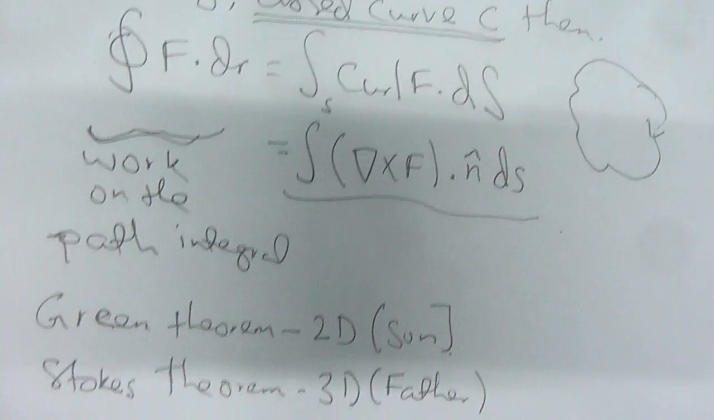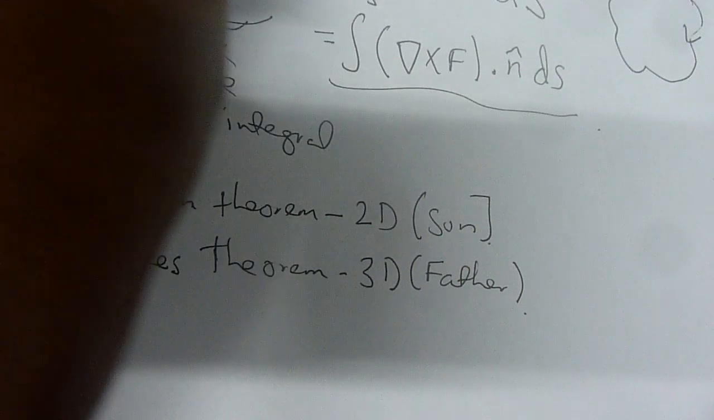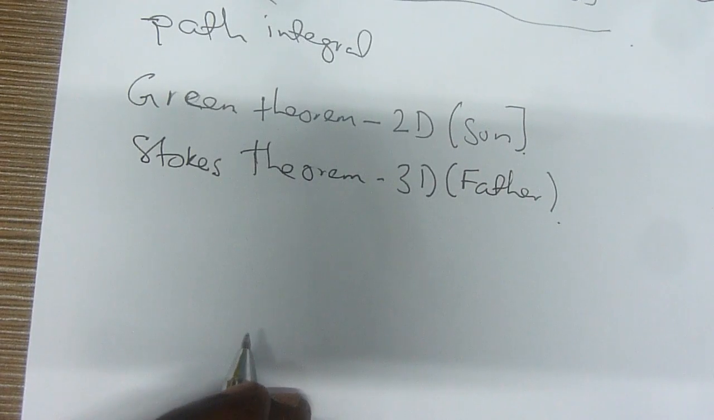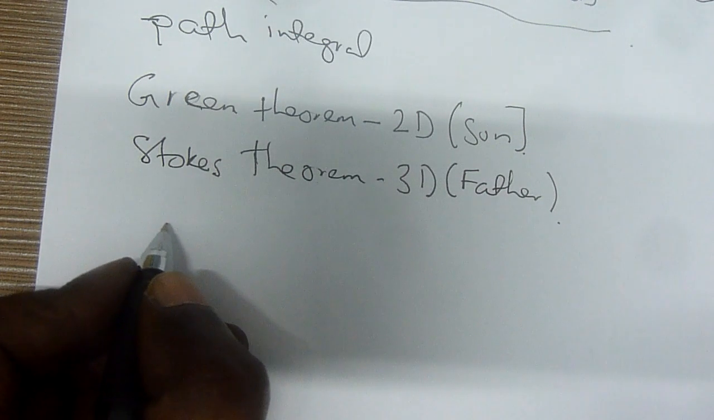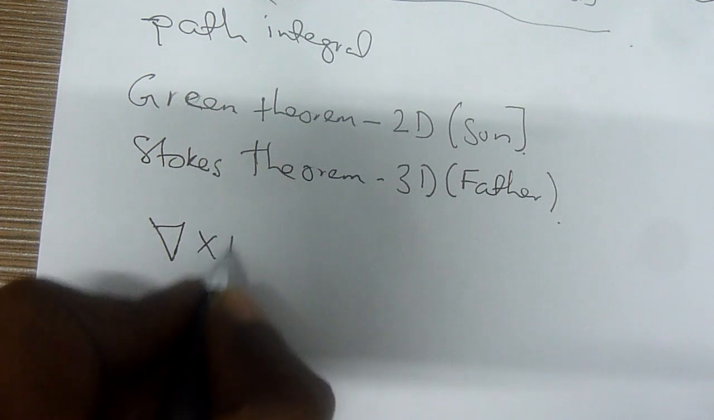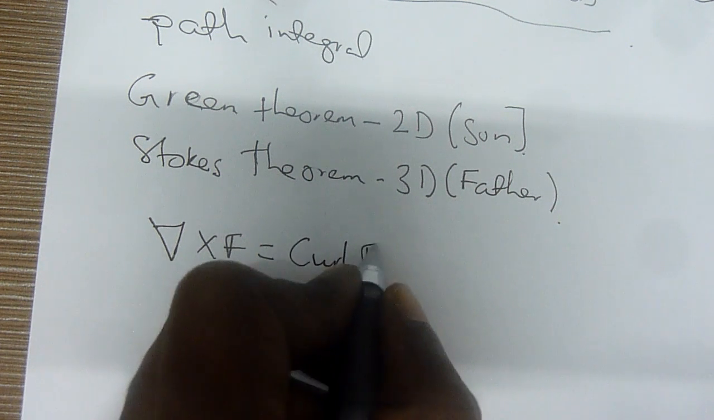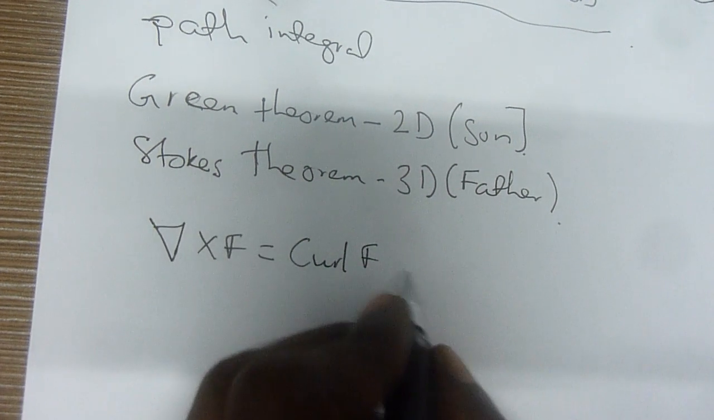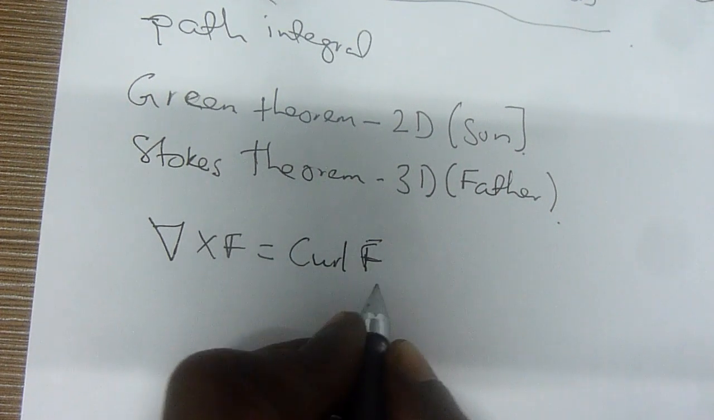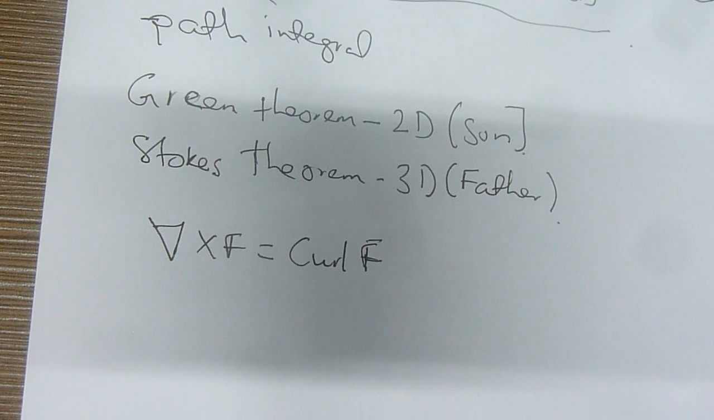Now let me go one by one. First of all, we learned something called del cross F, or we call it curl F. What will the curl F do? It will be able to explain the rotational field, the state of the rotational field.